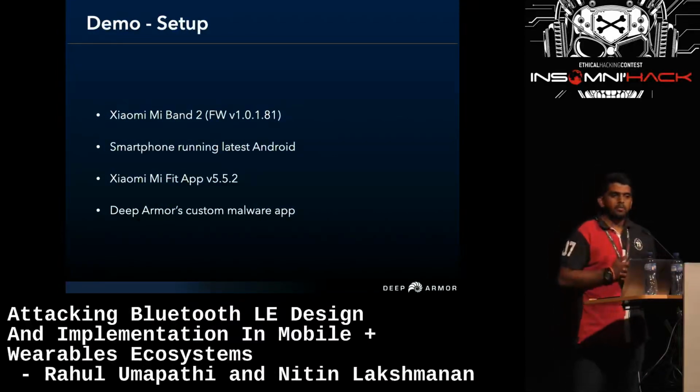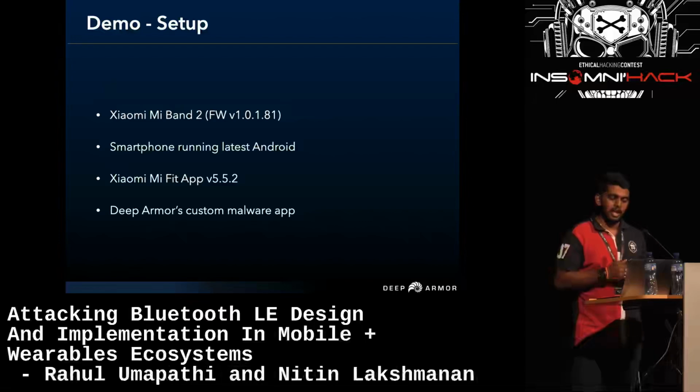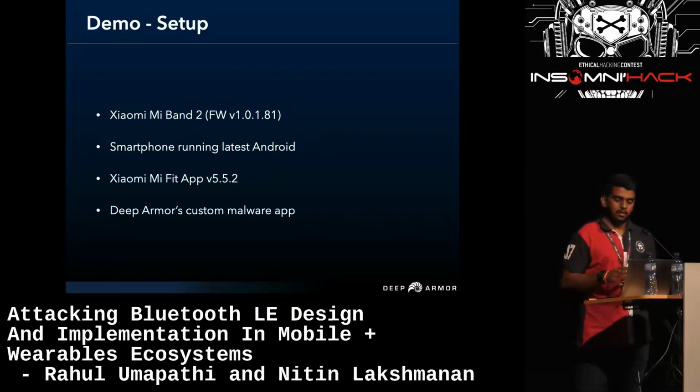So as we saw the problem, we'll now get directly into the demo. For the demo part, these are the requirements: I'll be using a Xiaomi Mi Band 2, a fitness tracker, and an Android phone. On my Android phone, I'll be installing a legit application, that is the MiFit app, where the Mi Band, the fitness tracker, will be connected. And then we'll be using a custom malware app, which is developed by DeepArmor. So these are the requirements that we need for the setup for the demo.